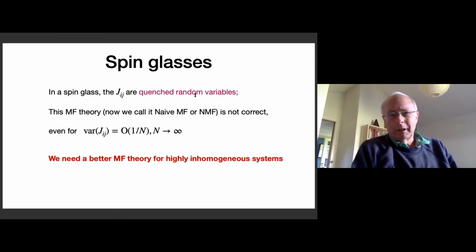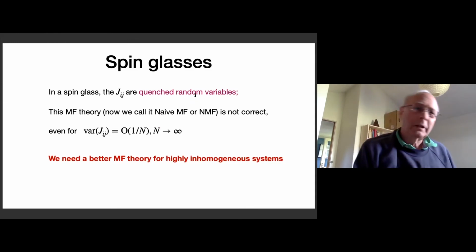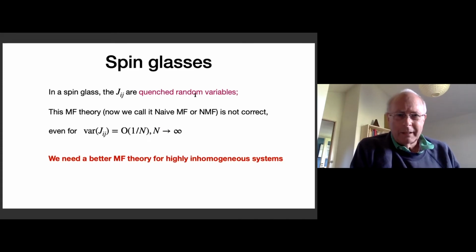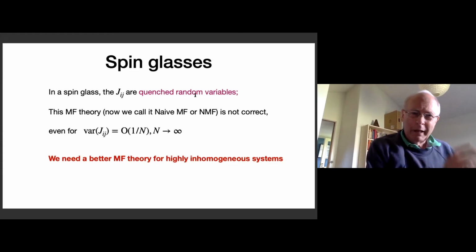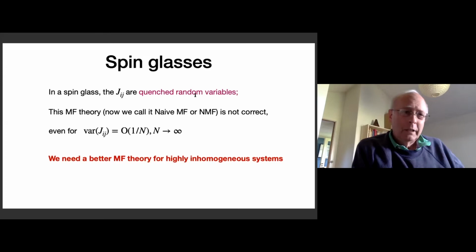Okay, so now I have to talk about spin glasses. I have one or two slides about that. In a spin glass, all these coupling constants, the J's, are quenched random variables. So you can imagine making many samples, each one with a different set of J's.